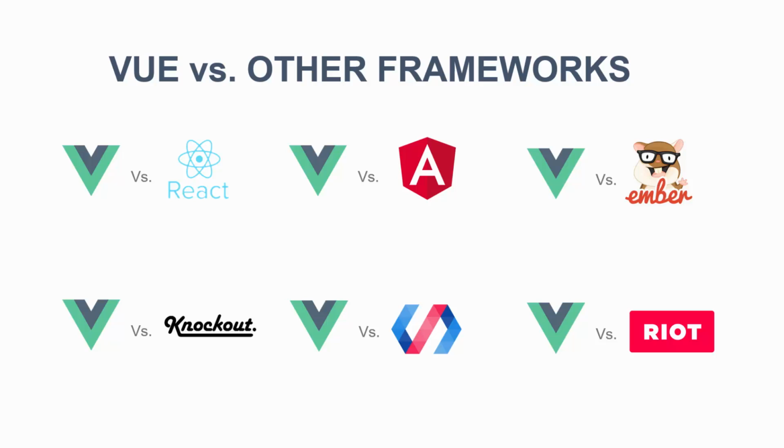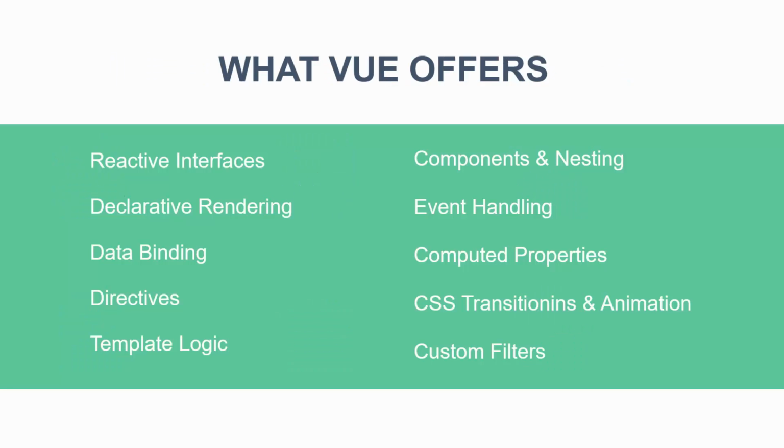The last two, which are Polymer and Riot, I've never used these, so I can't really say too much about it. I do know that Polymer was a source of inspiration for Vue.js, and Riot has a similar component-based model. Alright, so what does Vue.js do?